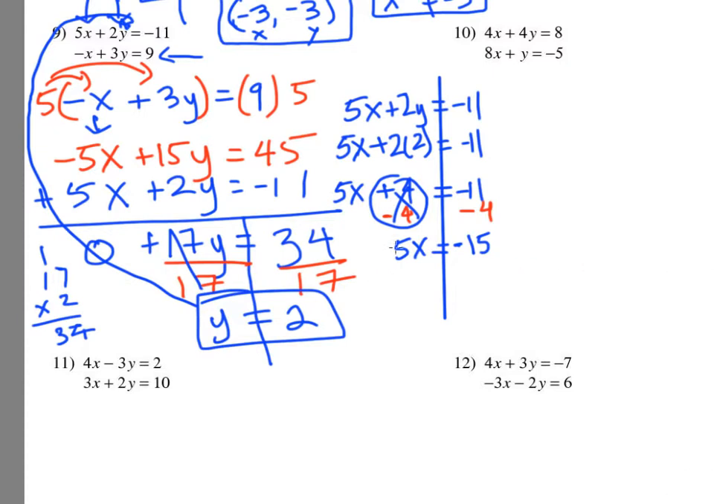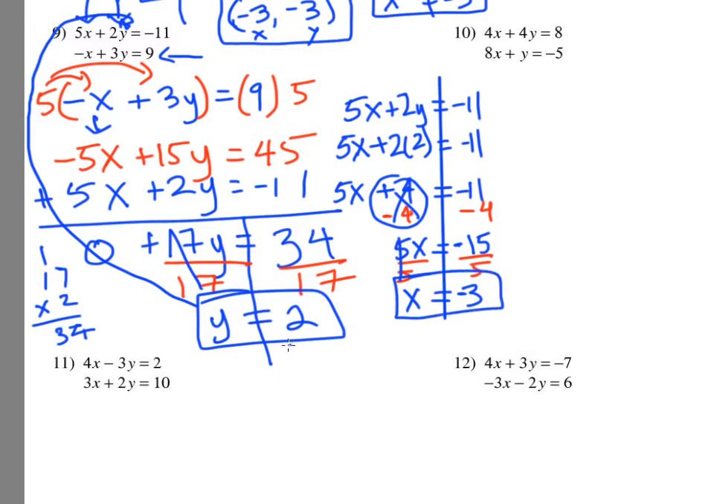Okay, go ahead and divide both sides by 5. And we are going to get 5 over 5 is 1. So x equals, let's see, 15 divided by 5. How many times does 5 go into 15? 5 times 3 is 15, but there's a negative in front, so x equals negative 3.